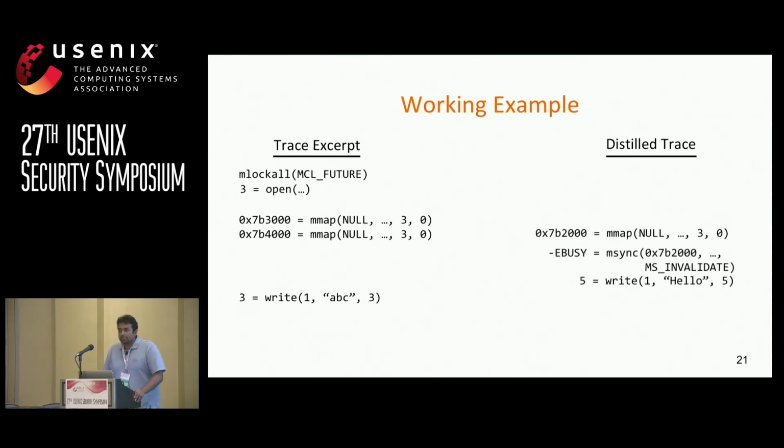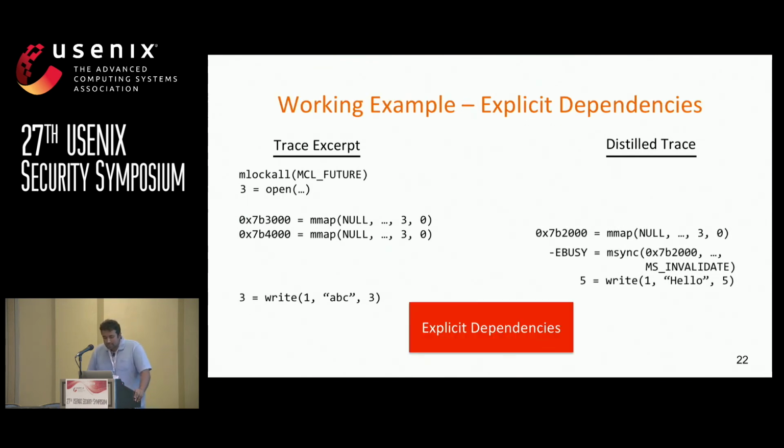It will then add all their dependencies, starting with the explicit dependencies. So it first observes that mmap is explicitly dependent on open because of this shared file descriptor. So it adds open to the distilled trace. It then sees that msync is explicitly dependent on mmap because of this shared virtual address. But they are already in our distilled trace, so it doesn't do anything.